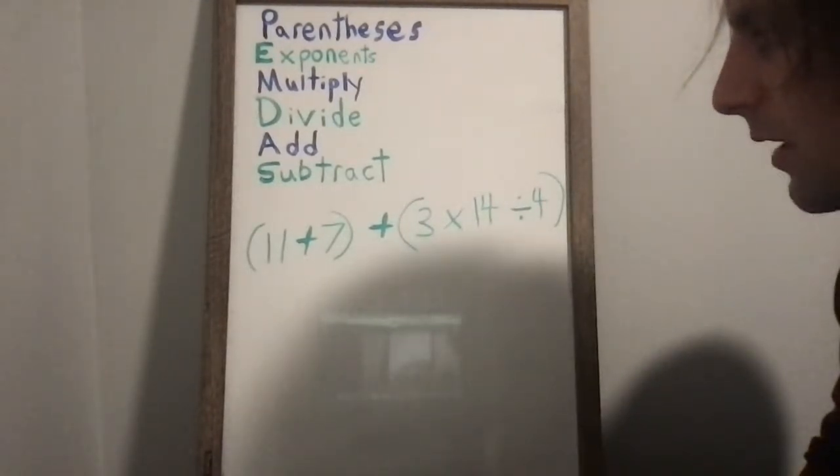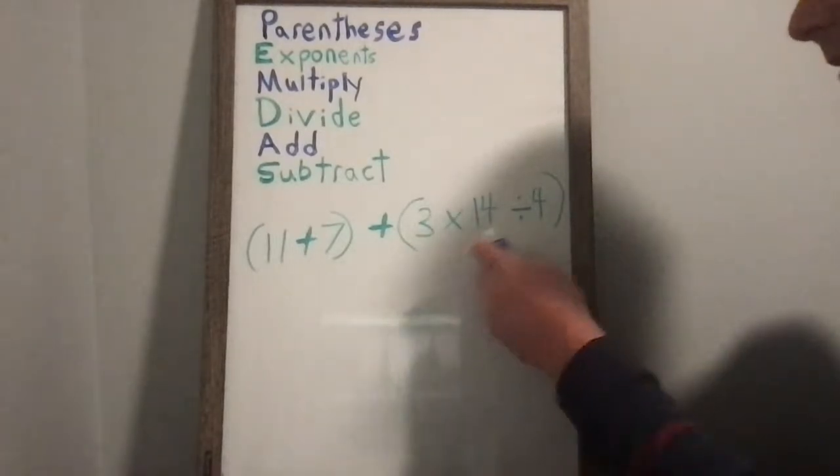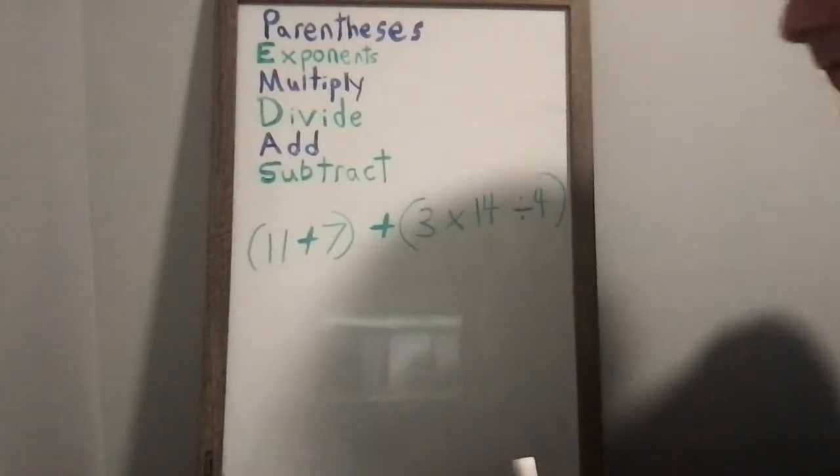We have 11 plus 7 in parentheses, and then we have to add the 11 plus 7 in parentheses to 3 times 14 divided by 4.